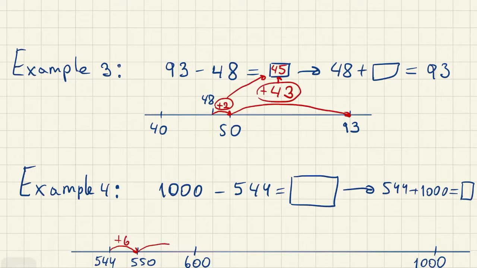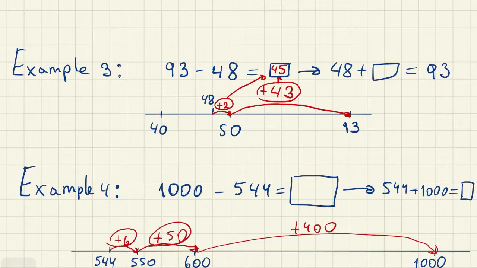Then we can go to 600. It's going to be plus 50. And we make a big jump all the way to 1,000, which is plus 400. Together we have plus 6, plus 50, and plus 400. Together they give us 456.